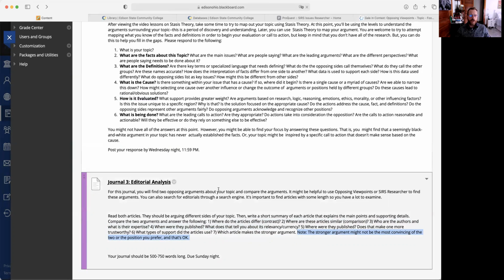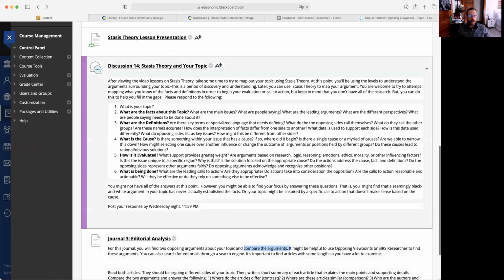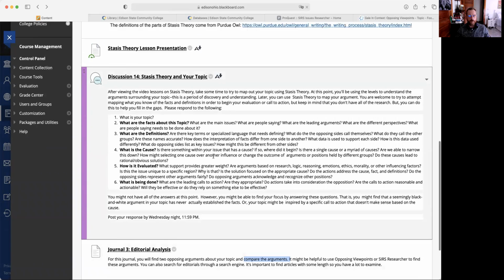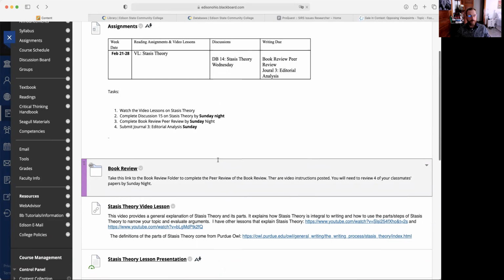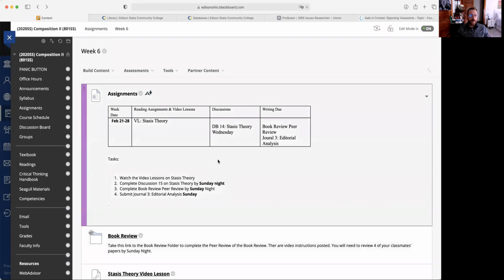Again, this is looking at your topic and comparing arguments. This is also going to help you as you make your argument and try to define what it is you want to focus on. So I definitely recommend getting into SIRS and Opposing Viewpoints to look at some of the arguments that are currently happening. So that's kind of where we are this week. It's what we are doing.